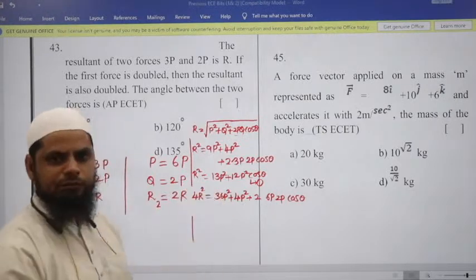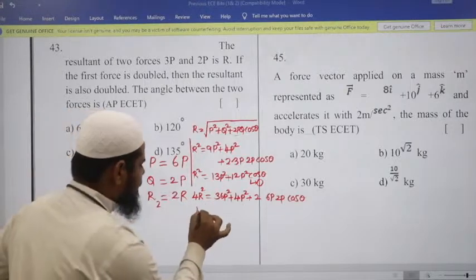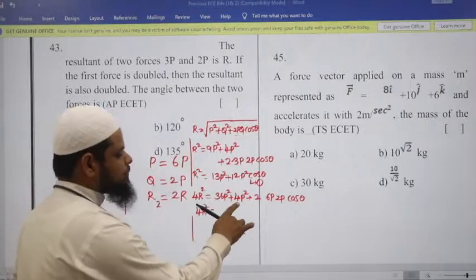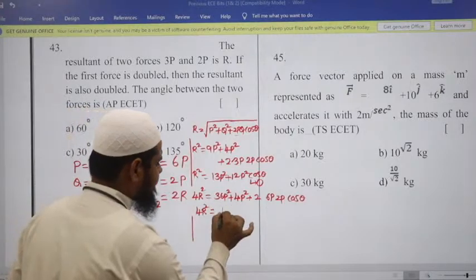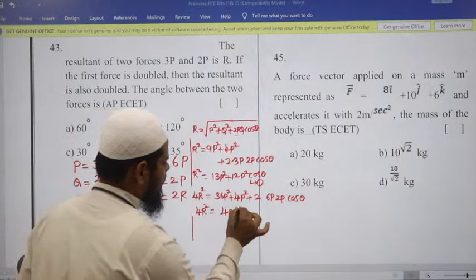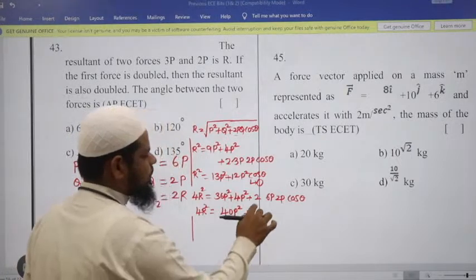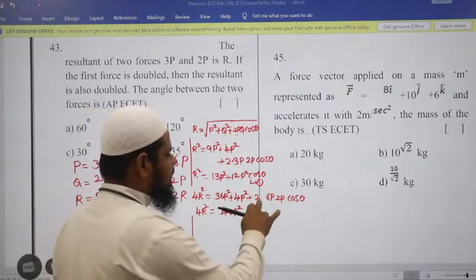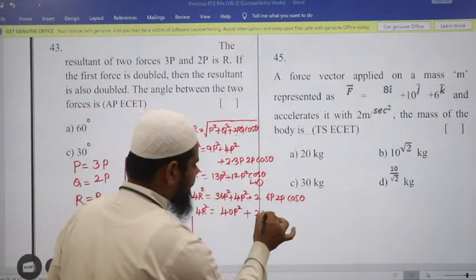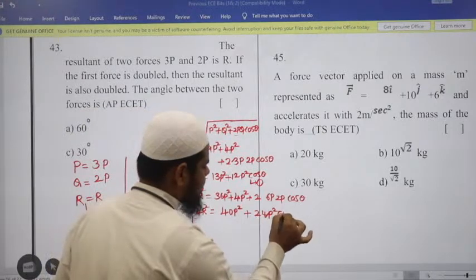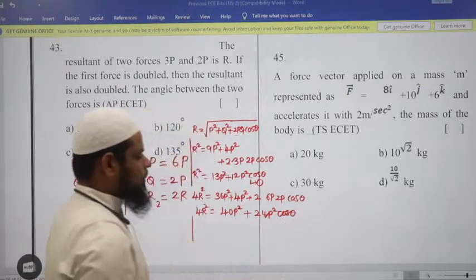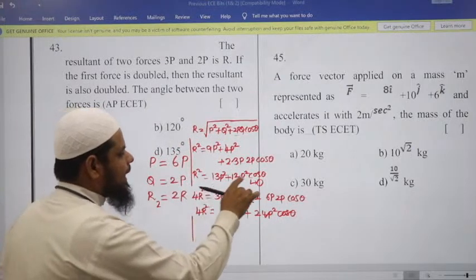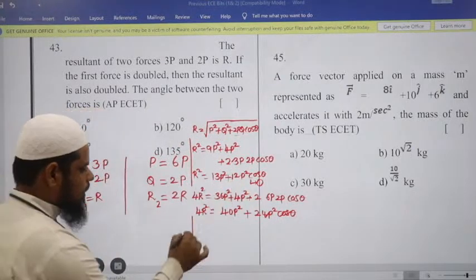We'll go with the 4R square. In that case, 4R square is equal to 36 plus 4, 40P square plus 6 into 2 into 2. So 6 2s are 12, 12 2s are 24, 24P square cos theta. Now instead of R square, I can substitute this value here.